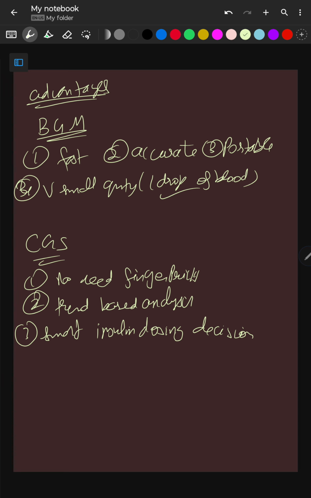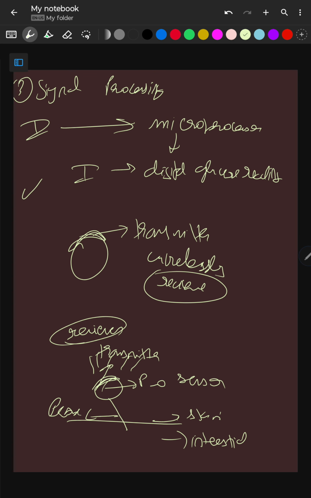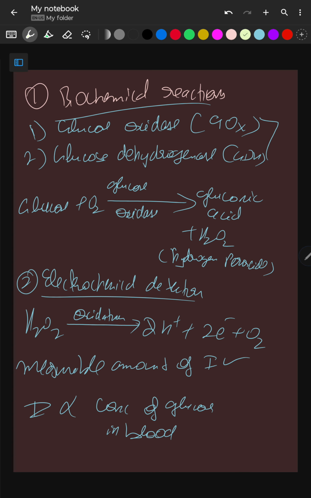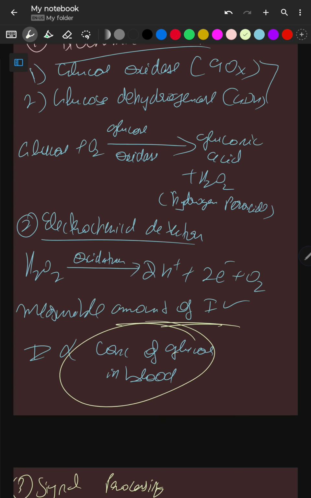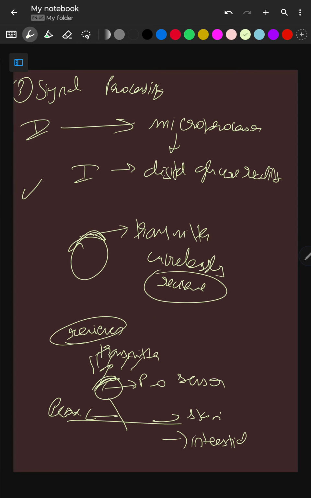These were the advantages, and this was the basic working principle. If you want, I'll just repeat. So the sensor has the enzyme glucose oxidase or glucose dehydrogenase. When the glucose in the blood reacts with the enzyme, gluconic acid and H2O2 are produced. H2O2 goes to the electrode and oxidation takes place. This produces an electrical current. More glucose means more current, less glucose means less current, so it is directly proportional to the concentration of glucose in the blood. The electric signal is then processed by the microprocessor, which converts the current into a digital glucose reading.